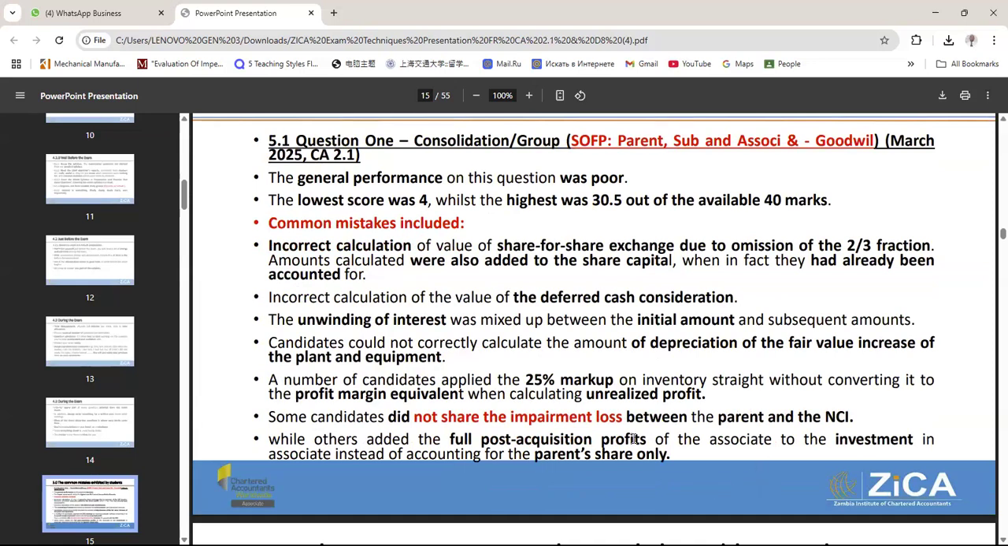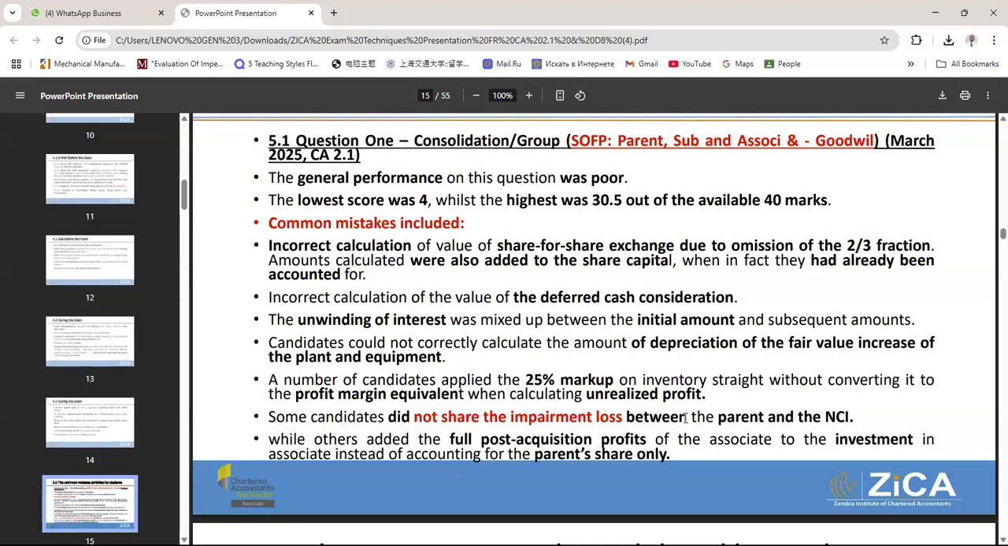Another area, some candidates did not share impairment loss between the parent and NCI. Whether you like it or not, in the exam you are going to write, they will give you the accounting policy on consolidation. When you are valuing NCI at the date of acquisition, there are 2 methods. You can use proportionate or you can use fair value. When you say proportionate, where you multiply the percentage of NCI on the fair value of net assets, the goodwill you compute is only goodwill for the parent. So if there will be impairment, you are not supposed to share.